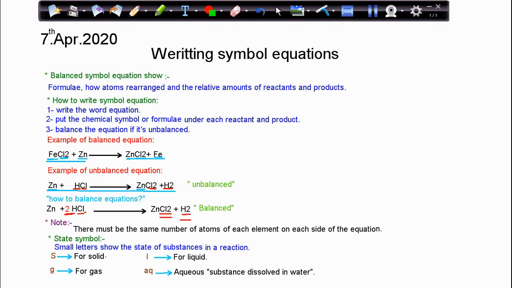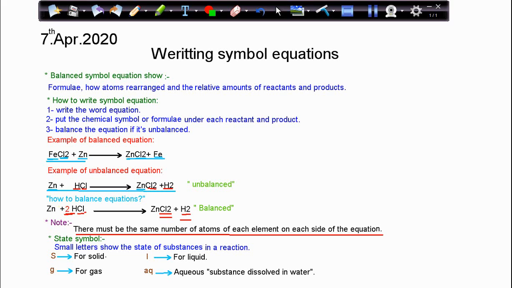So as I said here in the note, there must be the same number of atoms of each element on each side of the equation, the reactant side and the product side. We have to use the same number of atoms of each element, not just one element and not the other. No, you have to balance both sides.